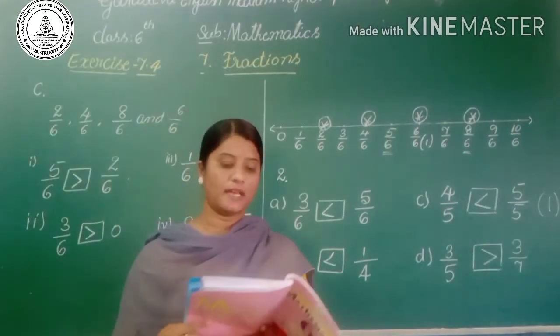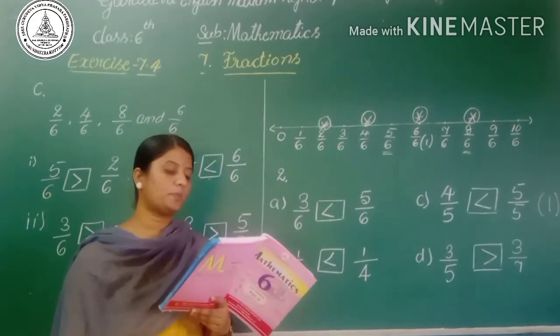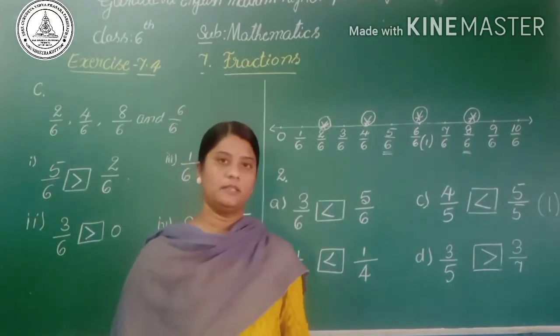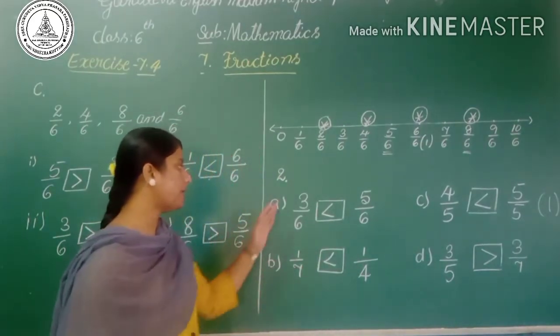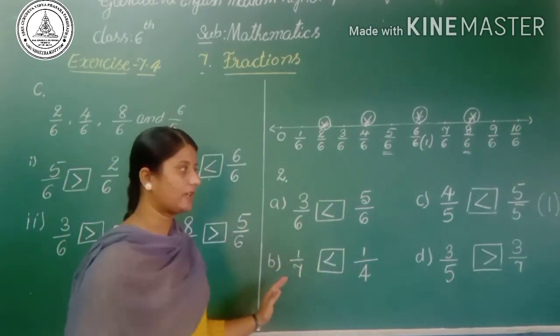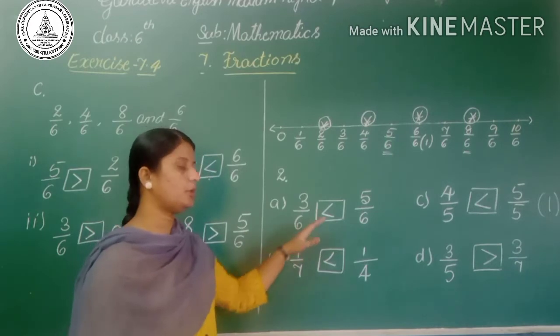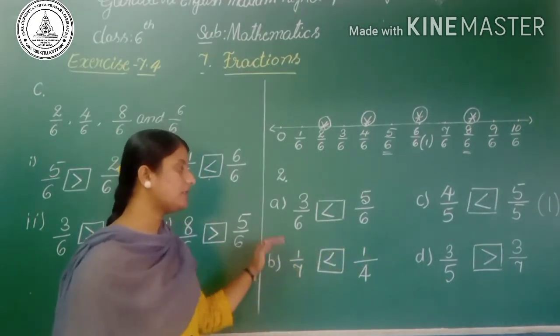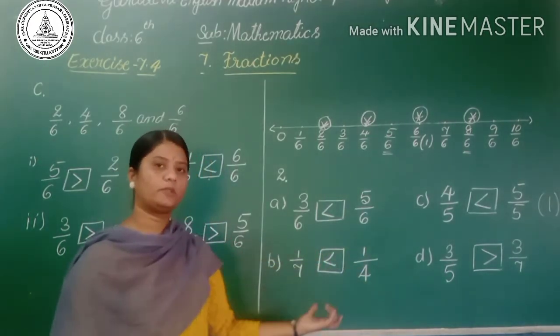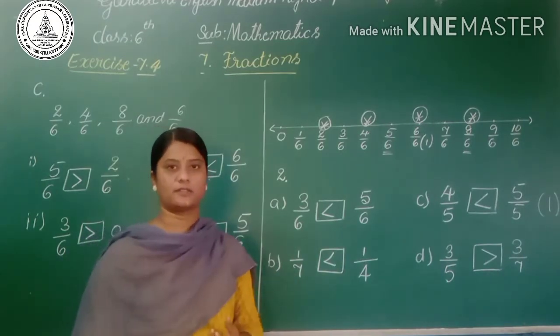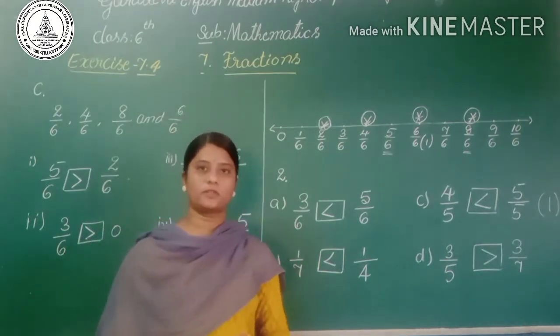So in the third question, they are given: make 5 more such pairs and put the appropriate sign. You may take some like fractions and unlike fractions. You can write fractions having the same denominators and fractions having the same numerators, and put the symbols between the fractions. Okay, will you write this in your notes?